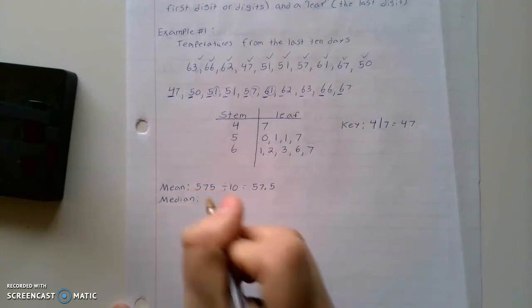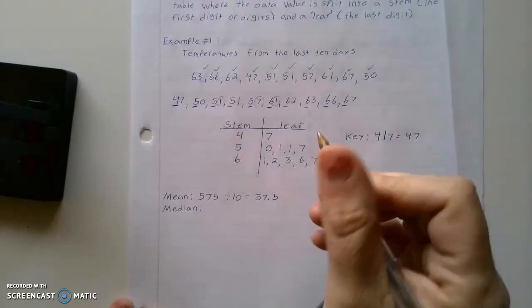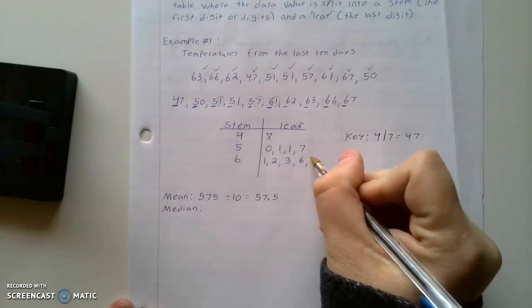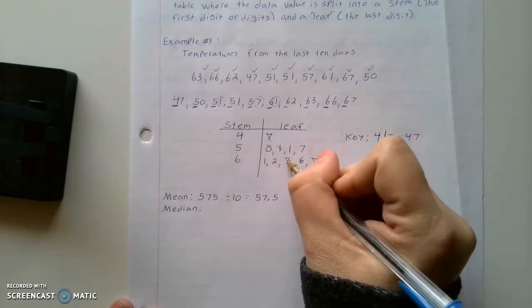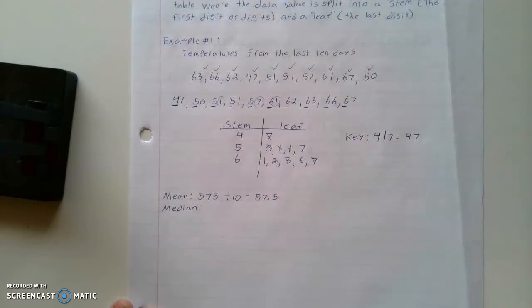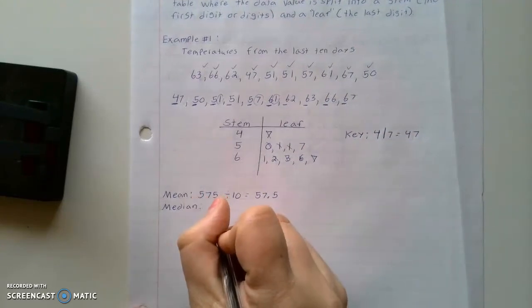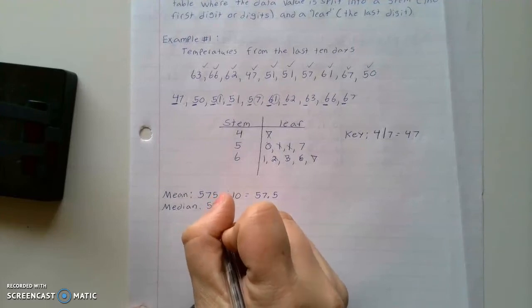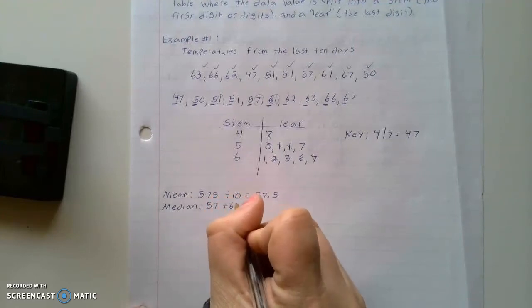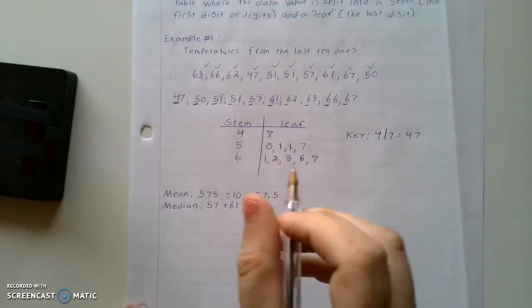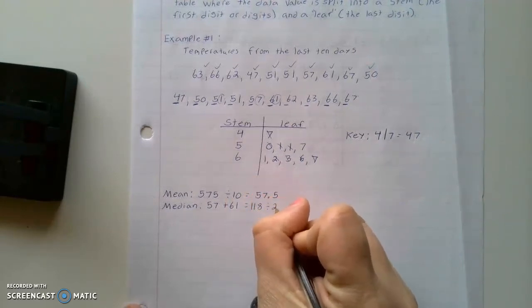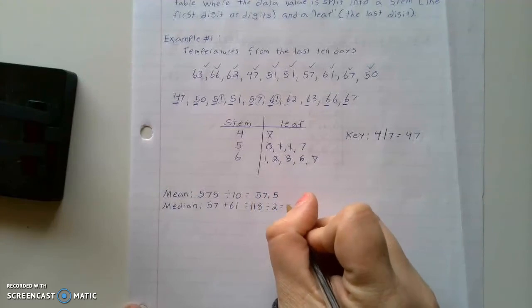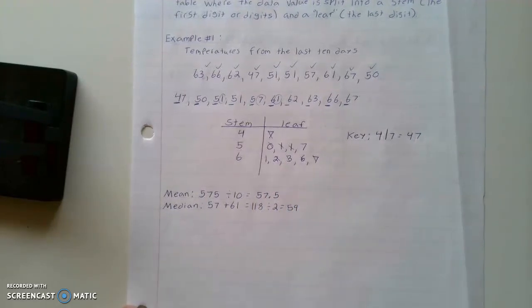And this is nice because I already have them from least to greatest. So I'm going to cross one from the front, one from the back, front, back, front, back, front, back. I'm left with 2 numbers. So remember, when I'm left with 2, I add them up, so I have 57 plus 61. Okay, and you get 118. And since I have 2 numbers, I'm going to divide that by 2 and get 59.